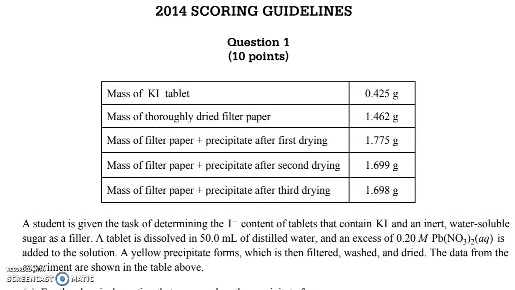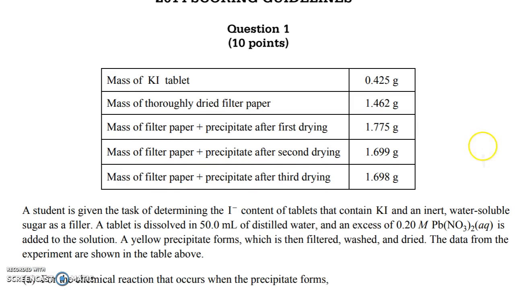So in this one, it says a student is given the task of determining the I- content of the tablet that's in KI, and a tablet is dissolved in 50 milliliters of water, and there's excess 0.2 molar lead nitrate, and you have a yellow precipitate. They dry it, they wash it, and so on, and so you have the precipitate right there, right? And it gives you data, it gives you information, okay?